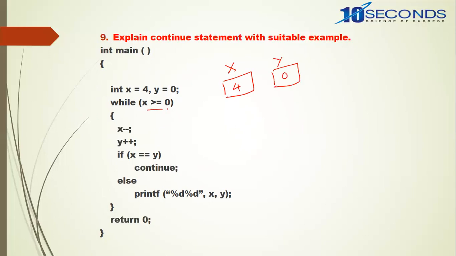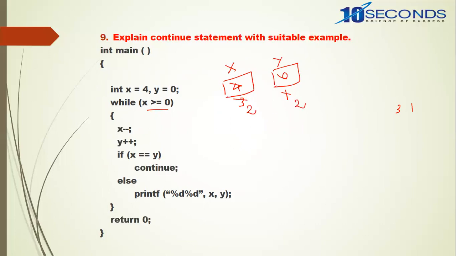While x greater than or equal to 0, 4 greater than or equal to 0, condition is true. It enters the loop. X minus minus, 4 will become 3, y plus plus, 0 will become 1. If x equal to y, that is 3 equal to 1, condition is false. It will go to else part and print the values of x and y, that is 3 and 1 will be printed. Again, while x greater than or equal to 0, 3 greater than or equal to 0, condition is true. It enters the loop. X minus minus, 3 will become 2, y plus plus, 1 will become 2.